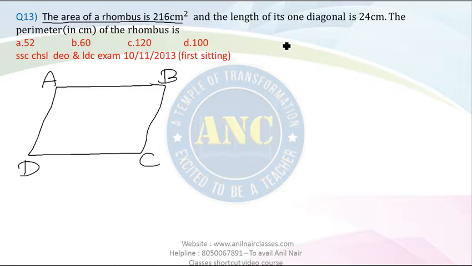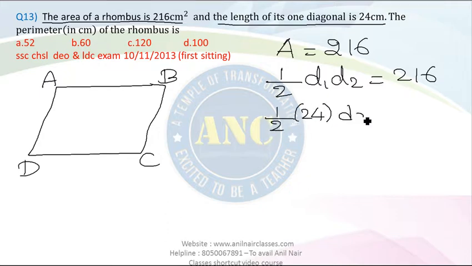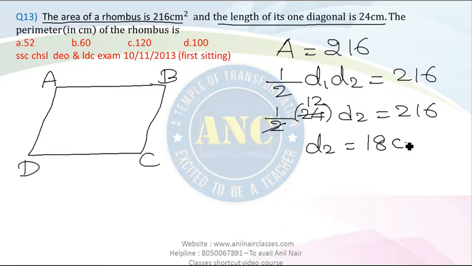Area of rhombus is 216 centimeter square. That means area is 216, and area is half D1 D2. That means one of the lengths of its diagonal is 24. So half of 24 into D2 is 216. So this is 12 times D2. So D2 will be 216 divided by 12, which is 18 centimeter.